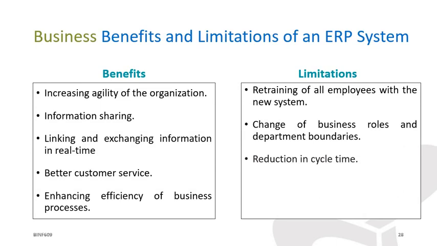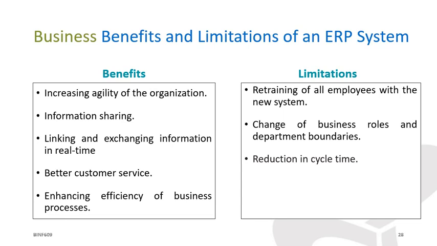The business benefits of ERP systems include increasing agility of the organization in terms of responding to changes in the environment for growth and maintaining the market share in the industry. Sharing of information across the departments means employees can cooperate easily with each other and work in teams. Linking and exchanging information in real time with its supply chain partners can improve efficiency and lower costs of products and services. The quality of customer service is better and quicker as information flows both up and down the organization structure and across all business units.